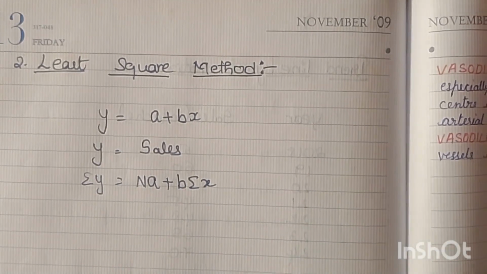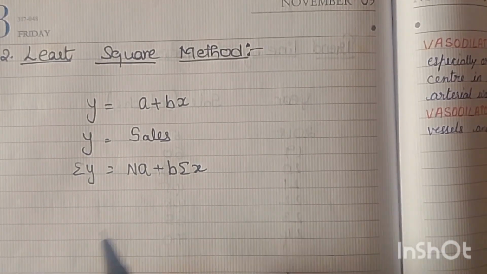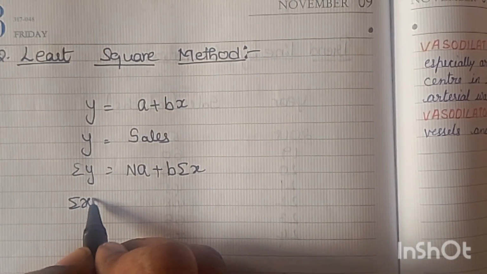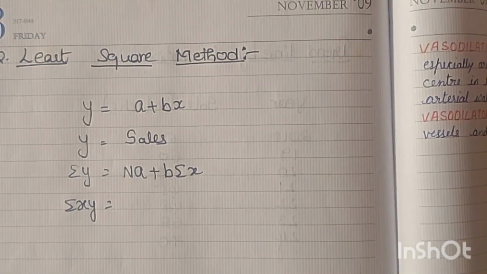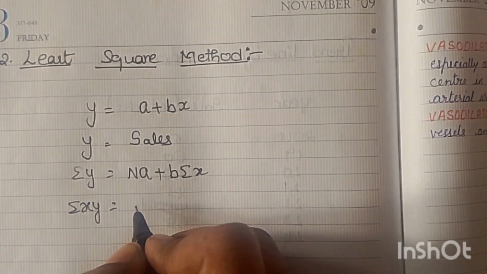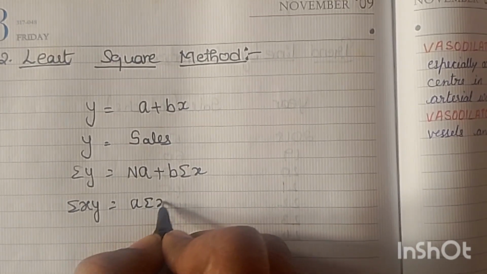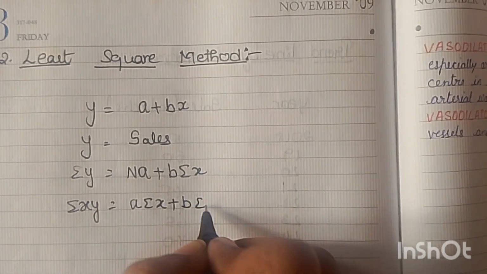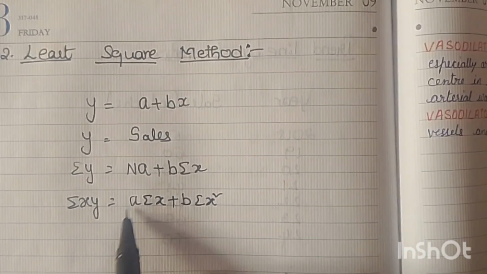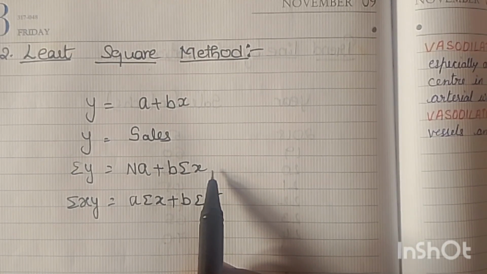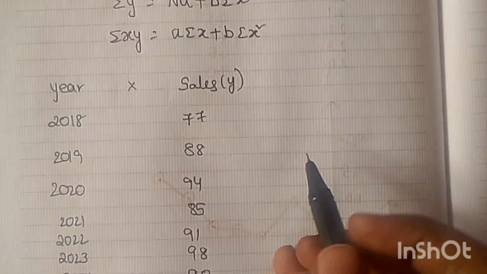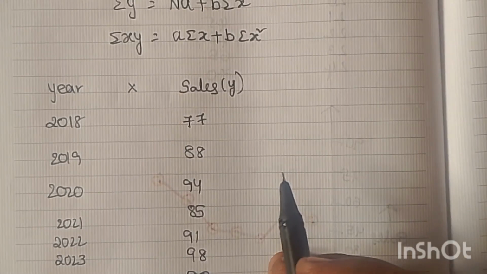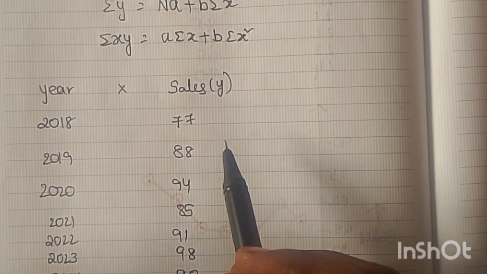Again we are multiplying this equation with x, that means sigma xy is equal to a into sigma x plus b into sigma x square. Here we are multiplying the equation with x. So if you want to calculate the future sales by using this least square method, we have to calculate in this way.